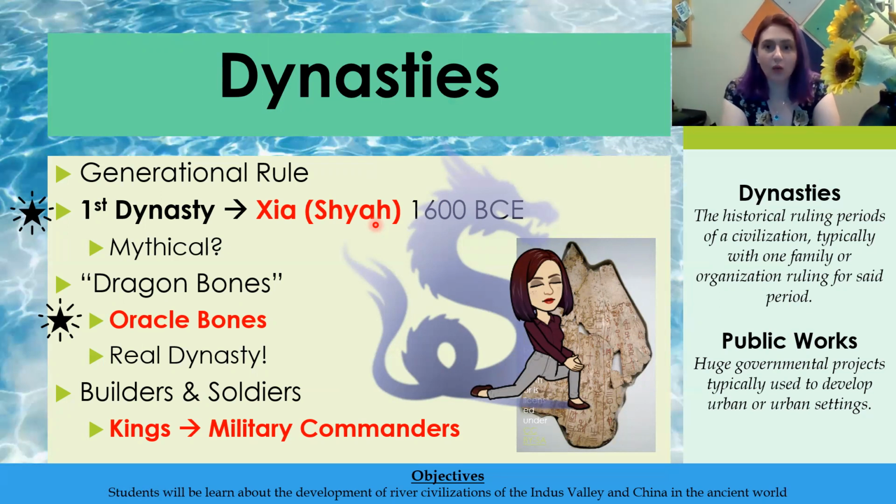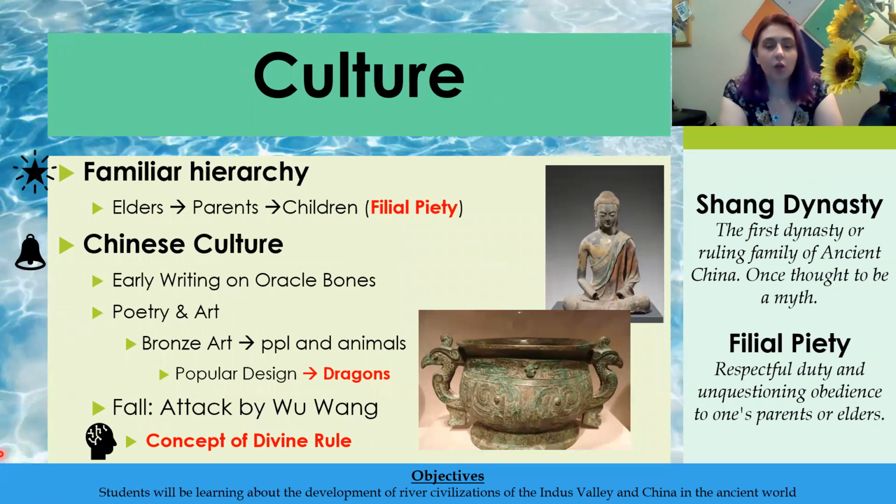And that just means it's a bone that the oracles, or the scholars and scribes of the time, would write stories on. Another big part of this dynasty was builders and soldiers. The Zhai were military, the kings were all military commanders. So this was a very military-based society, and people did things for the military as the foundation of the society. One of the big things they did was public works, which were huge governmental projects typically used to develop urban settings. And so one of the biggest things the Zhai dynasty did was develop these public works using their military connections.